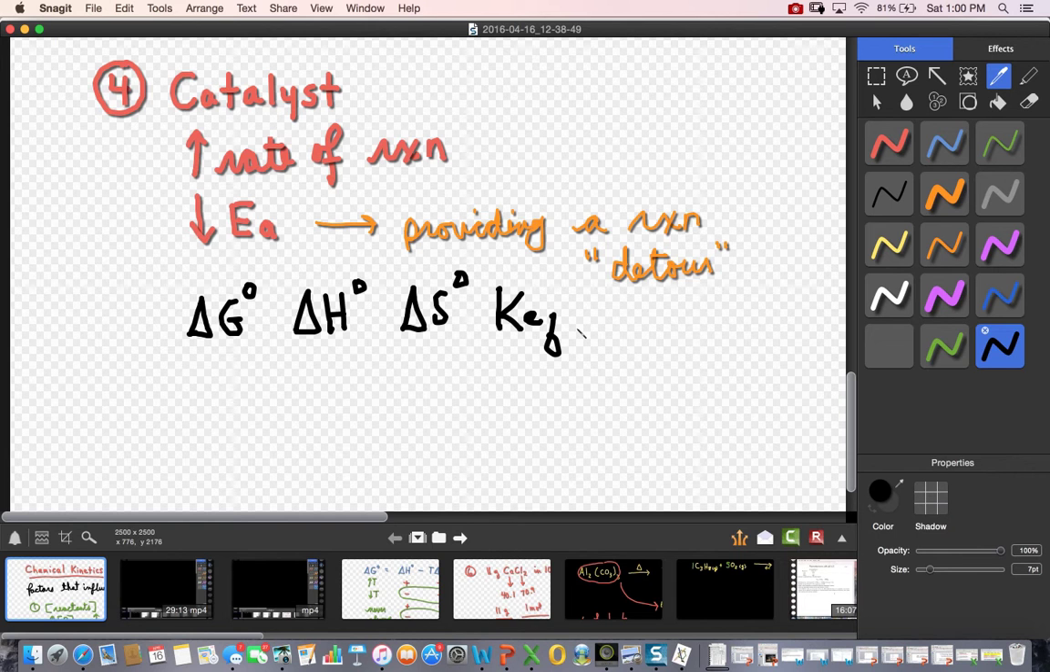equilibrium to be established much more quickly. So there really isn't an effective correlation between kinetics and the Gibbs free energy of a reaction, or the enthalpy of a reaction, or the entropy of a reaction.